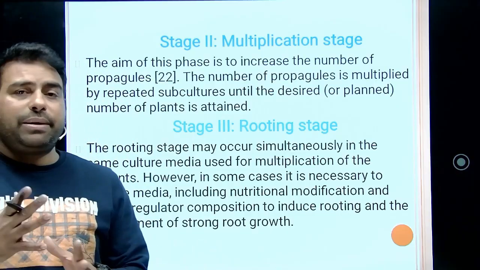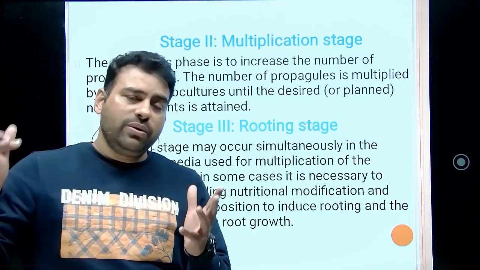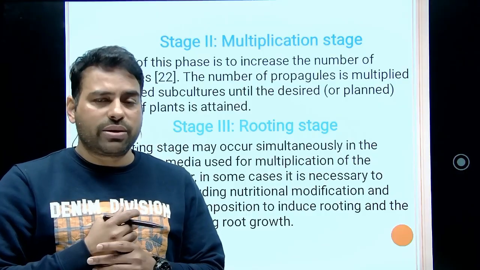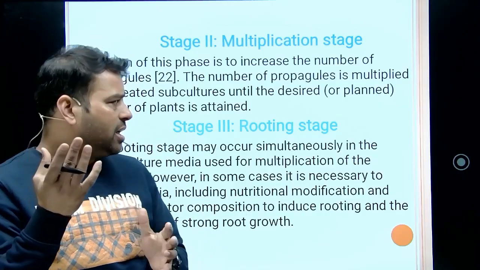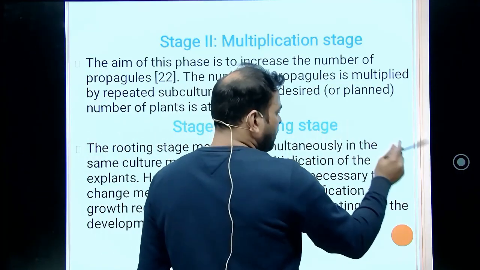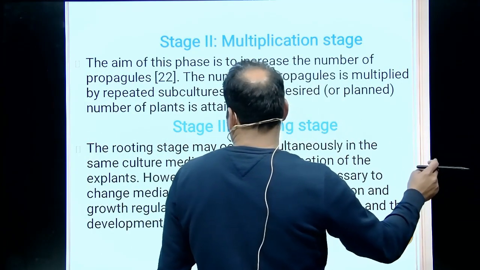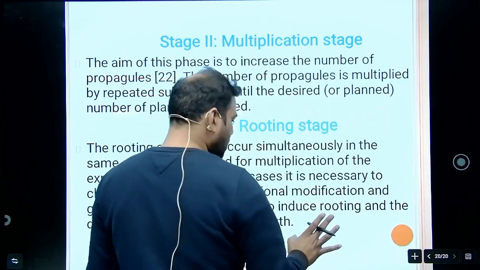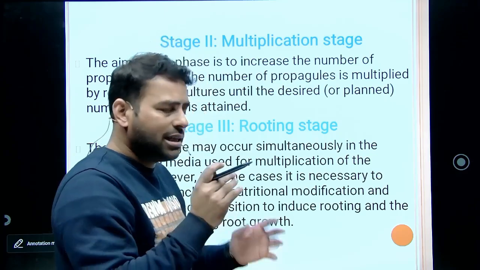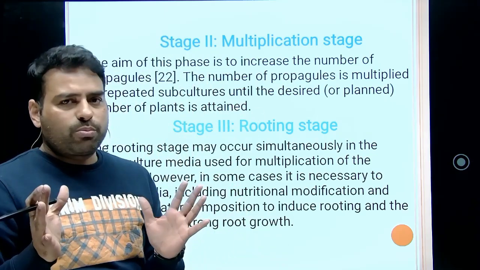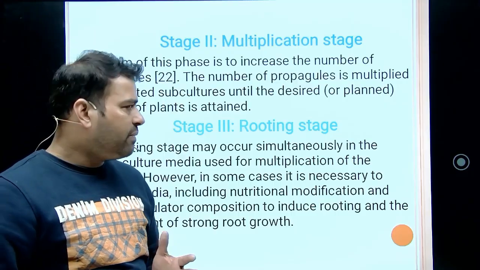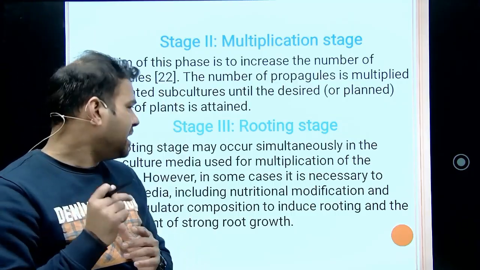Third stage is the multiplication stage. Once we introduce the explant into the media, it starts to take nutrients from the media and starts to grow. We have introduced only one explant, then it starts to multiply into propagules, different propagules, like 8 to 10 propagules at one time, generated from the single explant.